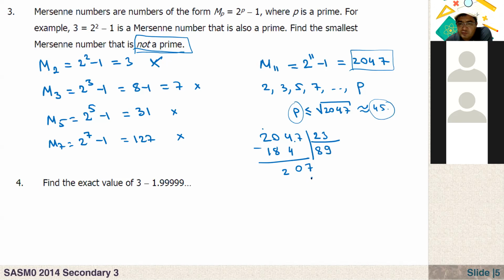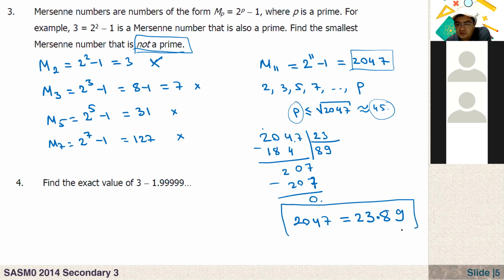9 times 3 is 27. 9 times 2 is 18, with the 2 it is 20. So the difference is 0. That means 2047 can be written as 23 times 89, which means that 2047 is not a prime. So what is the smallest Mersenne number that is not a prime? The answer is 2047. Okay, Mr. Musa, now I understand. Good.